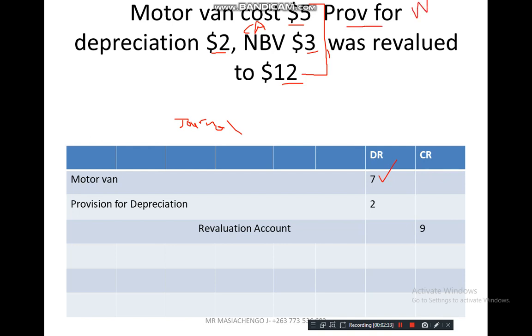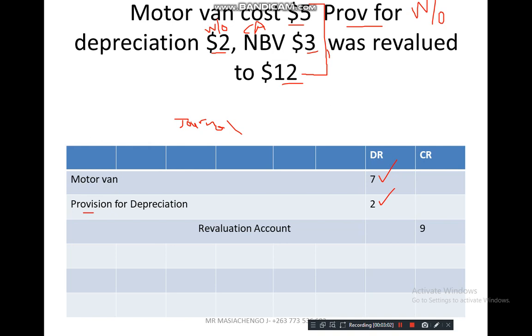So you write it off. We are giving the asset a new value, so you need to write off the provision for depreciation. How much is the provision? The provision in this case is $2. So you write off $2. Provision is a credit balance, so for us to write off a credit balance, we debit. So we go to the debit side and we write provision, $2.